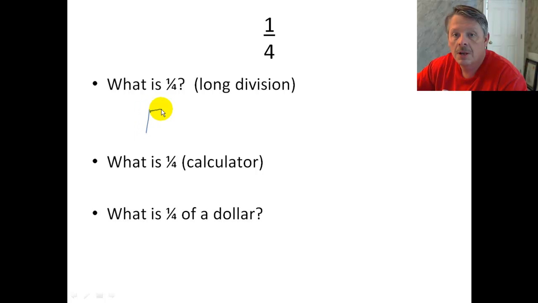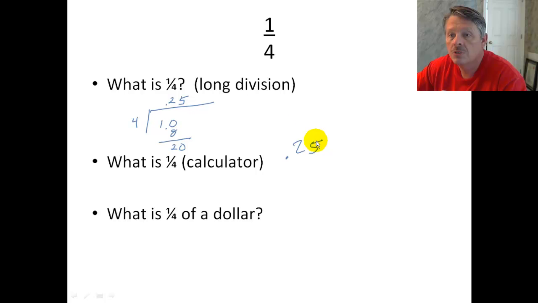1/4. All right, if I do this, 4 goes into 1. I put a 0 up there. 4 goes in twice. That's an 8. I have 2 left over. I have to bring down another 0, and so 4 goes into 20 5 times, so it's 0.25. If I plug this into a calculator, I do get 0.25, and 1/4 is the same as a quarter. What's a quarter? Well, it is 25 cents.